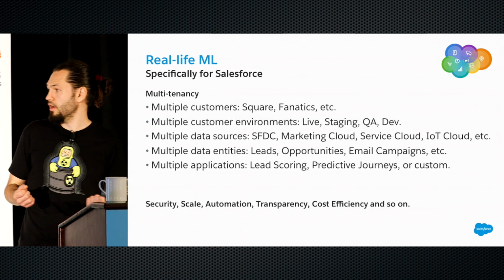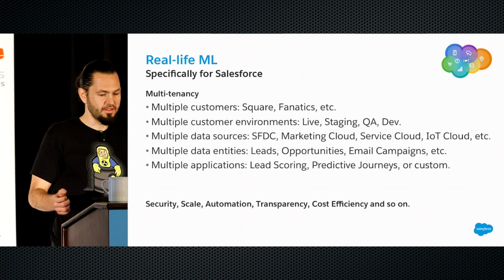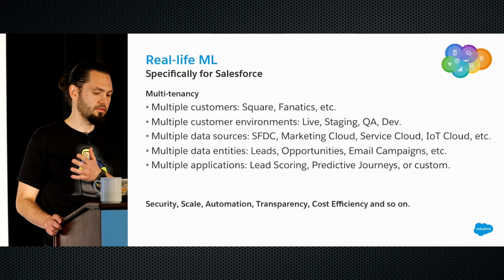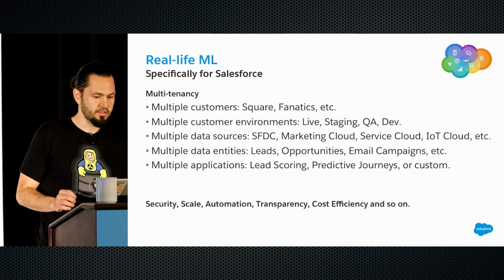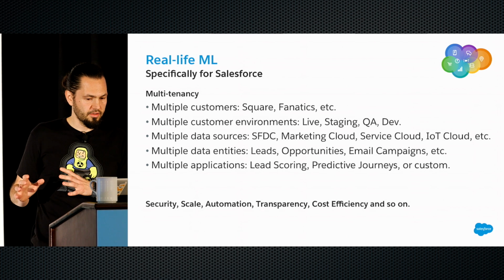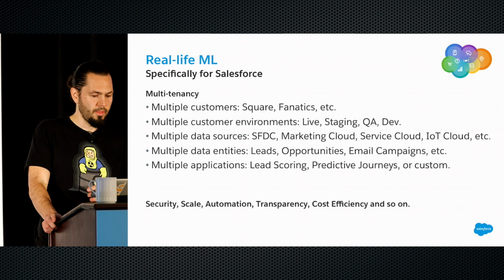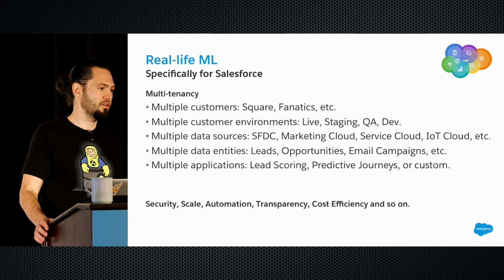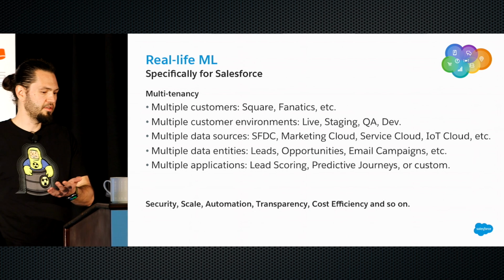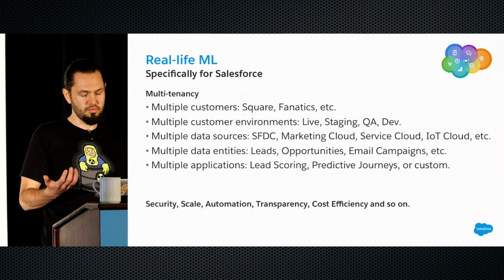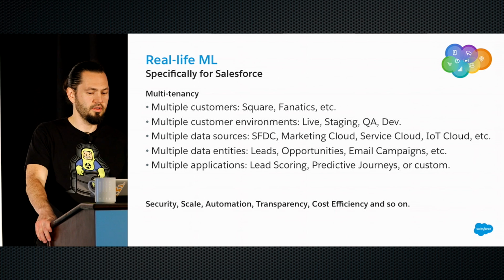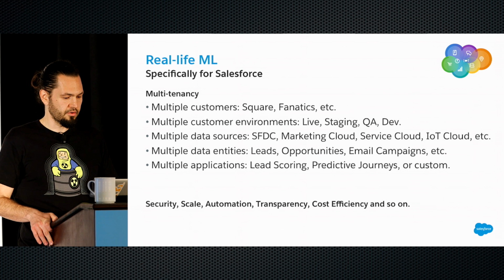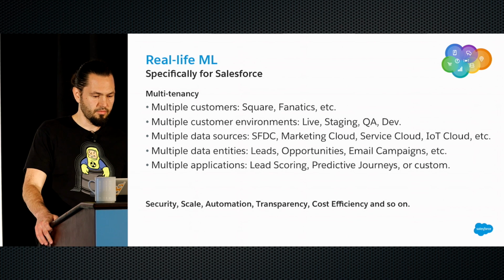Multiple customers, multiple environments for those customers. We have different data sources, because each customer can be using a different Salesforce cloud, so they have different types of data, different cadences. And then they have different data entities. And now they want to build different applications. For example, lead scoring, right? How can the salesperson sort their leads when the business day starts? Which person should he email or call? Which person should he reach out to first or not? Same with predictive journeys, maybe marketing campaigns for emails and so on.